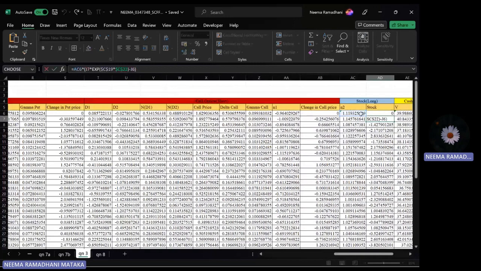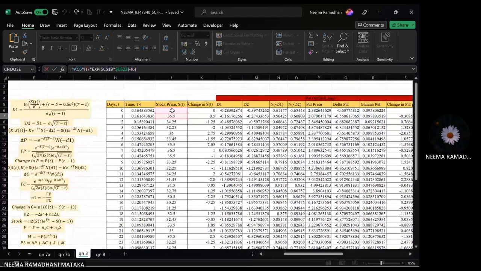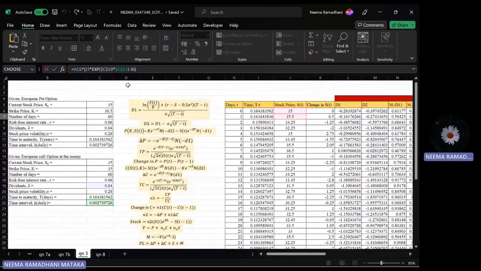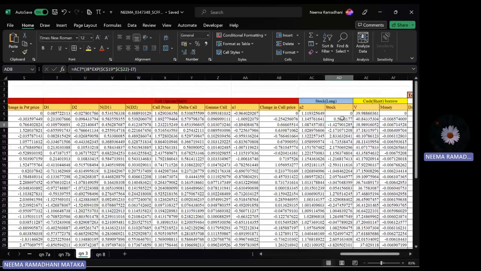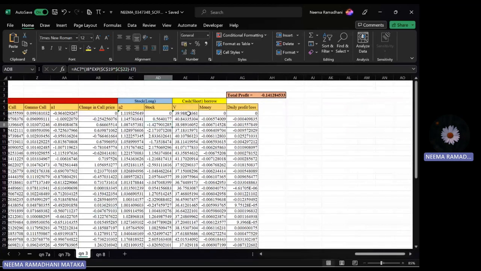So this N2 times your J7, which is your S0, times the exponent to the power 0.04 times h, minus your S1. So that's how I got my stock here. After that, we're done with the stock component. Now the last part, which is our cash component.